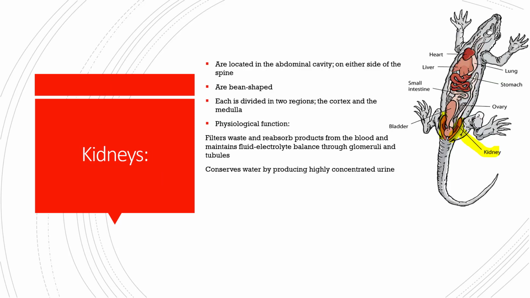So let's start with the kidneys. As we can see in the highlighted area on the right side, the photo is indicating the kidneys. The kidneys are located in the abdominal cavity on either side of the spine. They have a V shape, and each one is divided in two regions, the cortex and the medulla. Their physiological function is to filter waste and reabsorb products from the blood and maintain fluid electrolyte balance through glomeruli and tubules. They conserve water by producing highly concentrated urine.